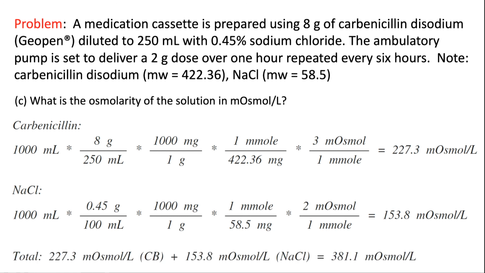So as a reminder, to find the total osmolarity, you would take the contribution from the carbenicillin, which we calculated to be 227.3 milliosmoles per liter. Add to it the osmolarity produced by the sodium chloride, which was 153.8. Add those two together, and you get 381.1 milliosmoles per liter, which is essentially the osmolarity of the final solution.